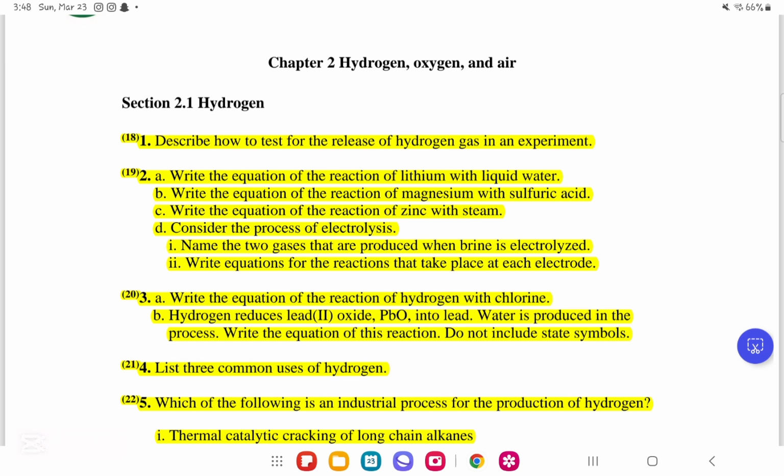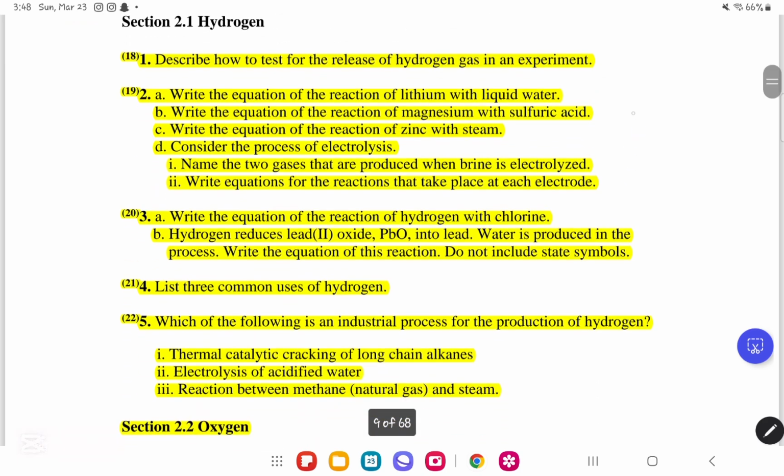In part 1, they said, describe how to test for the release of hydrogen gas in an experiment. We know that hydrogen gas makes a popping sound anytime it is exposed to a lit splint. So what you need to write is that hydrogen gas makes a distinctive popping sound when it comes in contact with a lit splint. That's all you need to say for the first question.